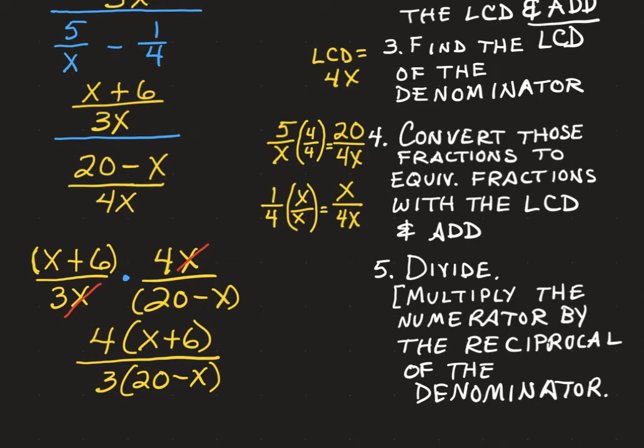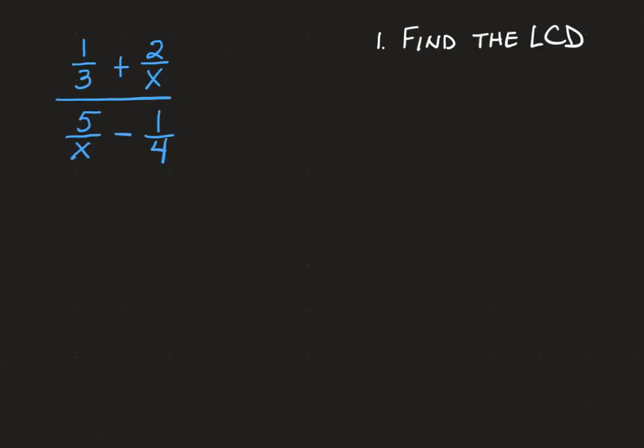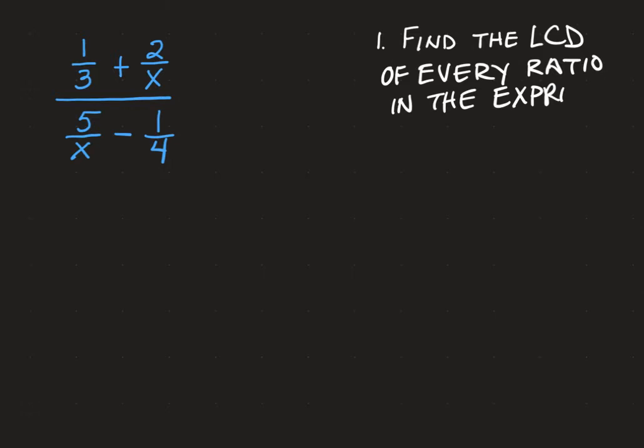Whew, that took a while. Let's try it a different way. We will start this similarly. We're going to find the least common denominator, but we are going to find the least common denominator of every fraction or ratio in the expression, in that entire complex rational expression.